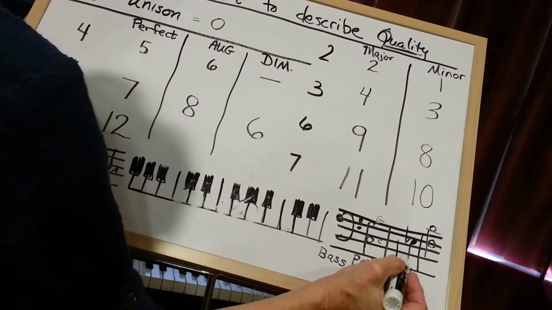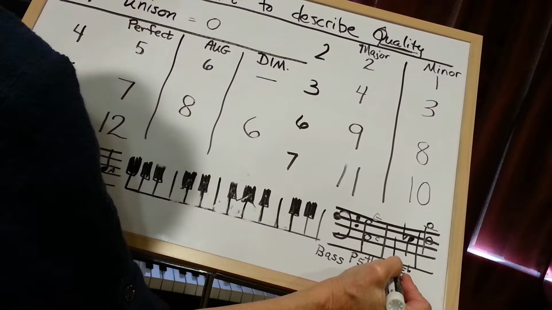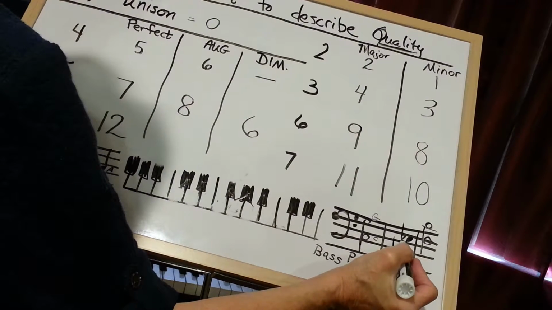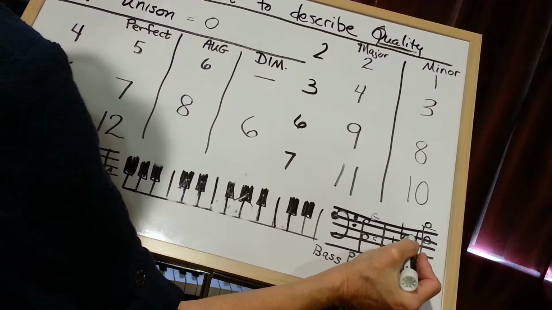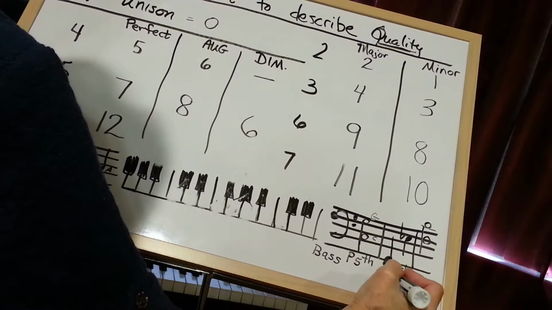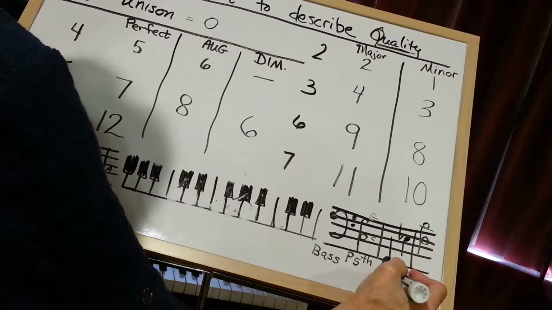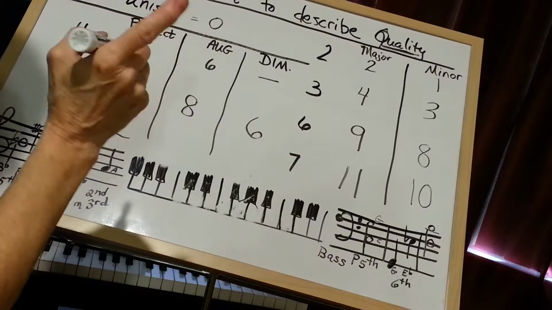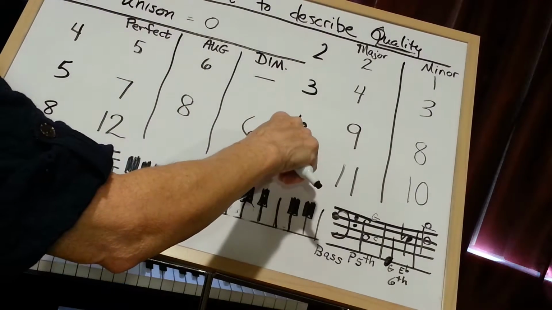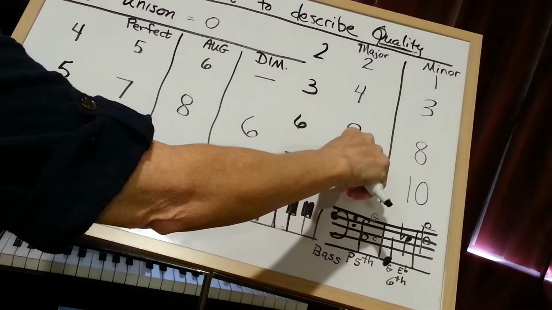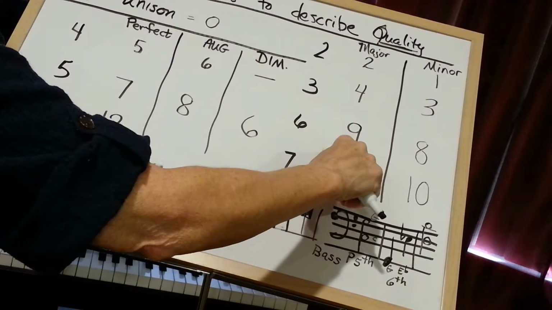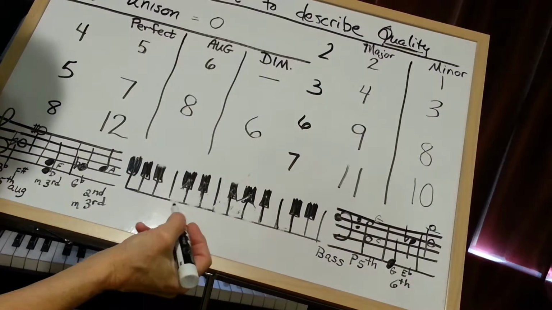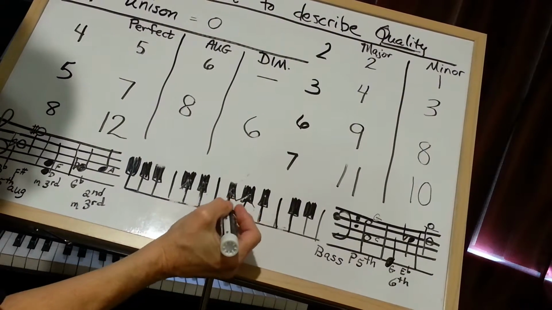Let's determine what the interval is. So we have line, space, line, space, line, space. That would be a sixth. Well, what kind of sixth? In my sixths, I can have a major sixth, which would have 9 semitones, or I could have a minor. So let's put them on the keyboard and count our semitones.